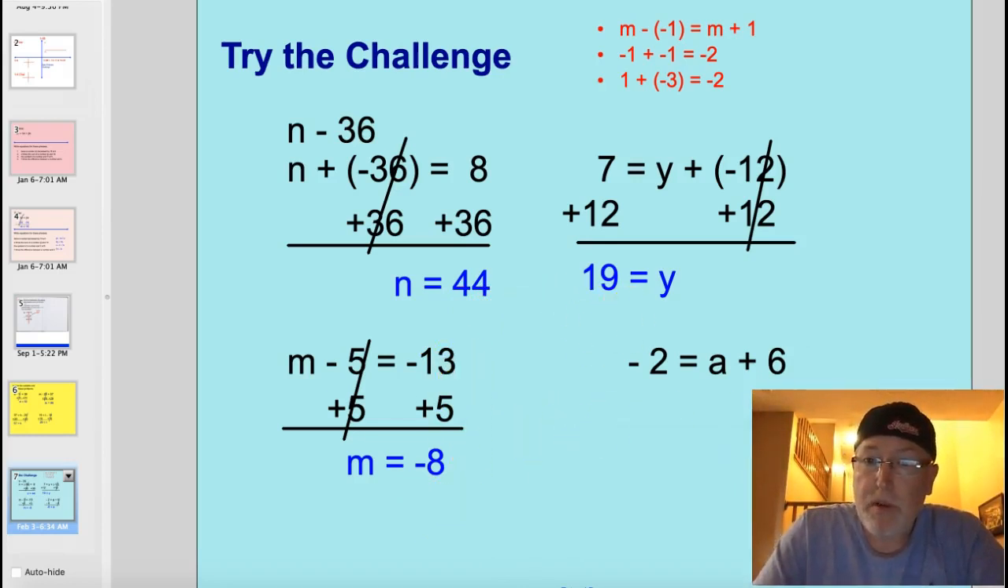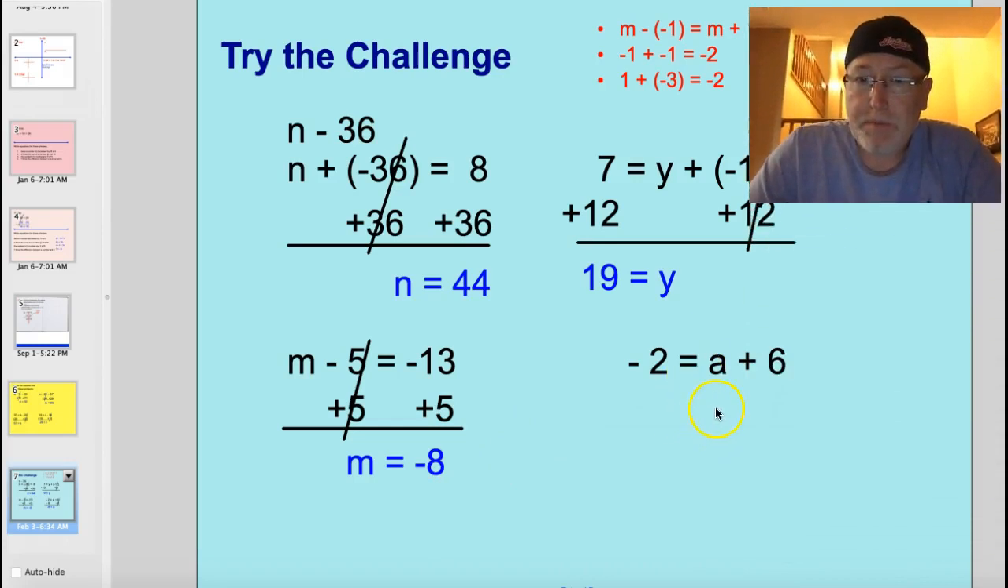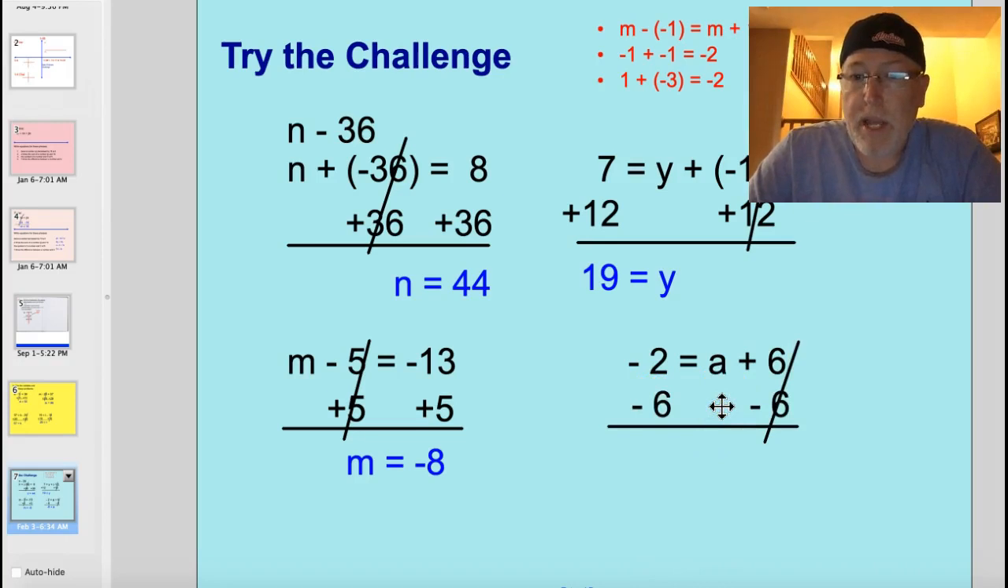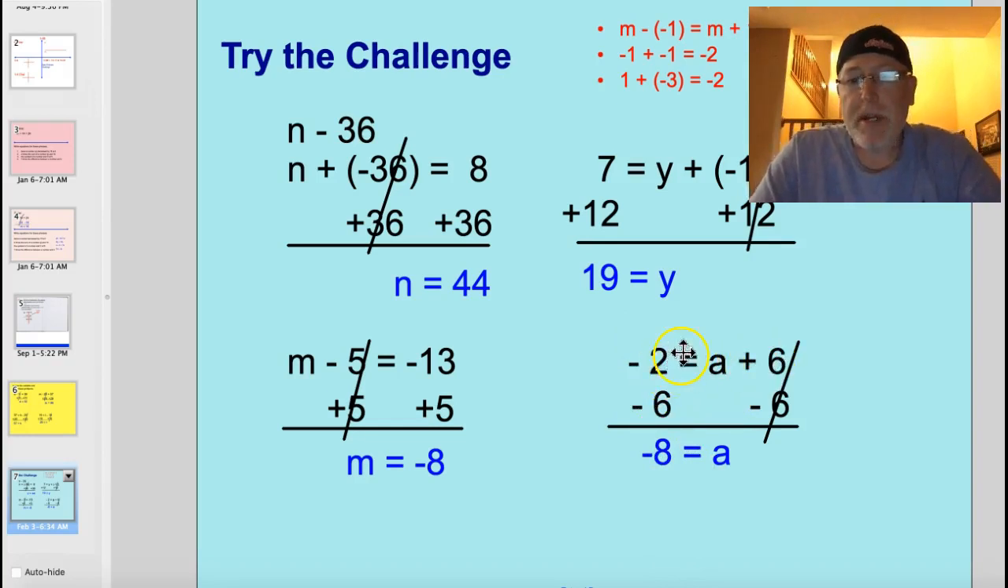And let me just move myself up so you can see this one here. This guy here, we got to get rid of that 6. So we subtract it. Yeah, I wrote an addition equation. Yeah, just challenging you. Negative 8, because here you have a negative 2 and a negative 6. So negative 8 plus 6 would be a negative 2.